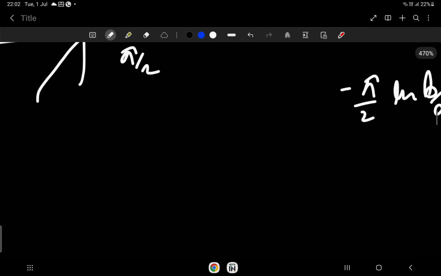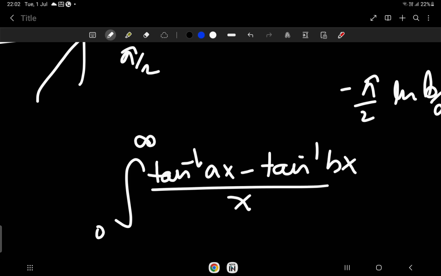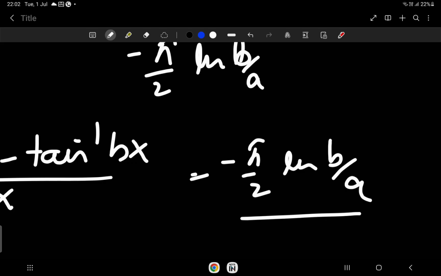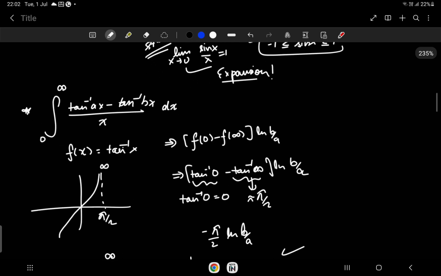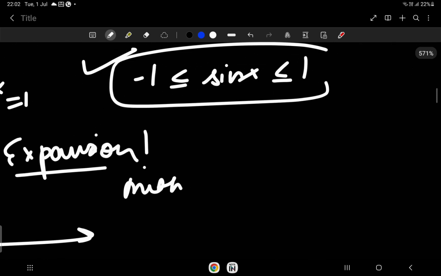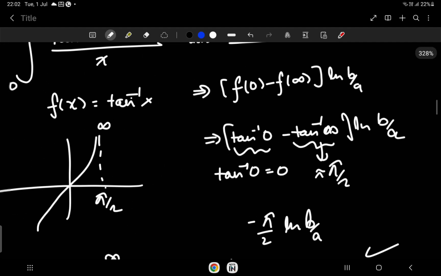So we can write that the integral of (tan inverse ax minus tan inverse bx) by x is equal to minus pi by 2 ln b by a, directly from Frullani's technique. Although we have a second method for it, Feynman's technique, we can use here. If you want a video, we can do that also.